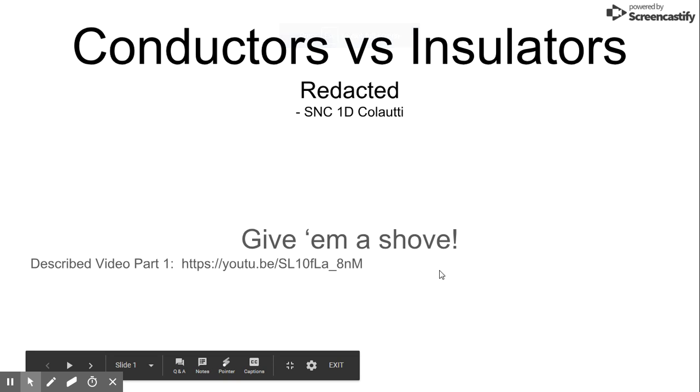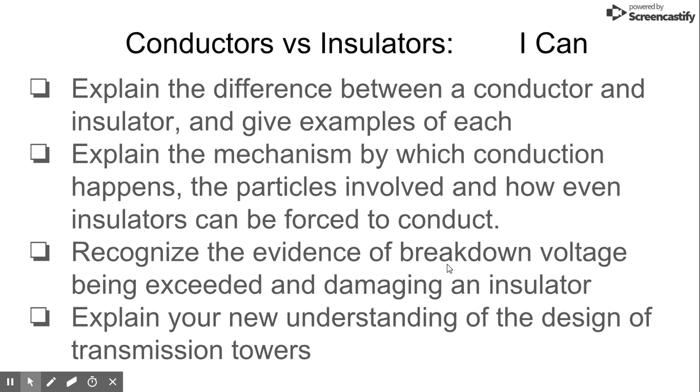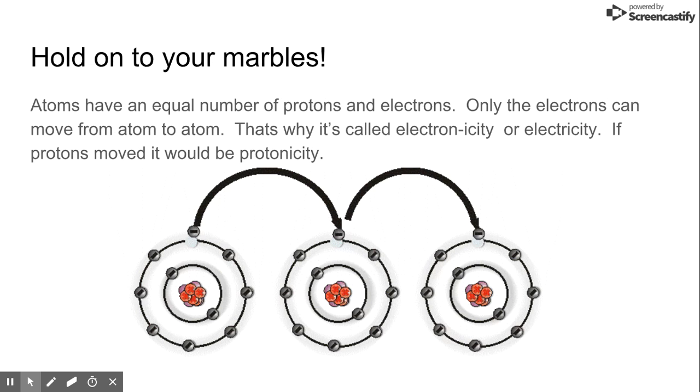Let's talk about conductors versus insulators at this point. This is what you need to be able to do. Tell me the difference between a conductor and an insulator with an example and explain how conduction happens, the particles involved, and how even insulators can be forced to conduct, and recognize the evidence of the breakdown voltage being exceeded and damaging an insulator. And finally, be able to explain how the design of transmission towers across country follows logically from the idea of insulators and conductors.